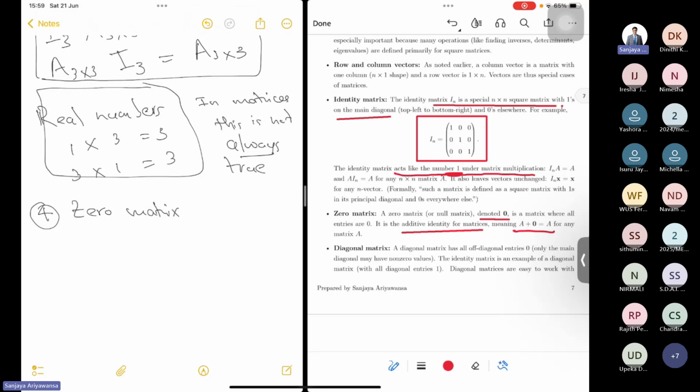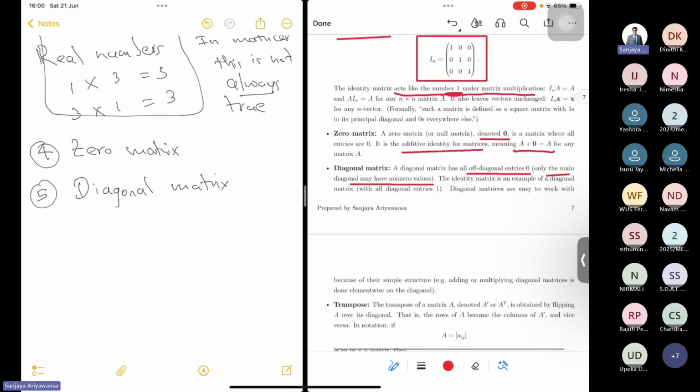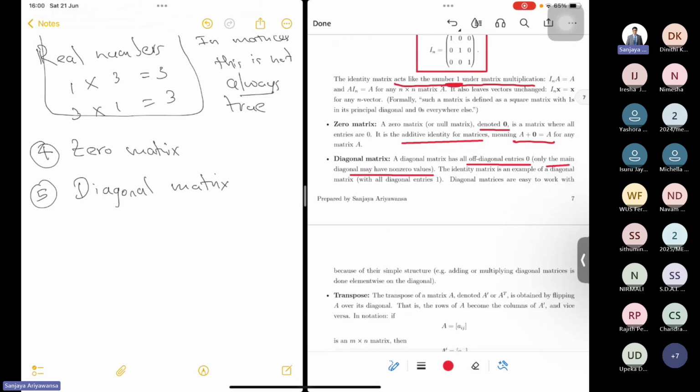Then you have the diagonal matrix. I've only covered some of the types of matrices, not all. There are other types of matrices also. So a diagonal matrix has all off-diagonal entries as zero. Only the main diagonal has non-zero values. So this is an important one. This is where you can get a little confused.